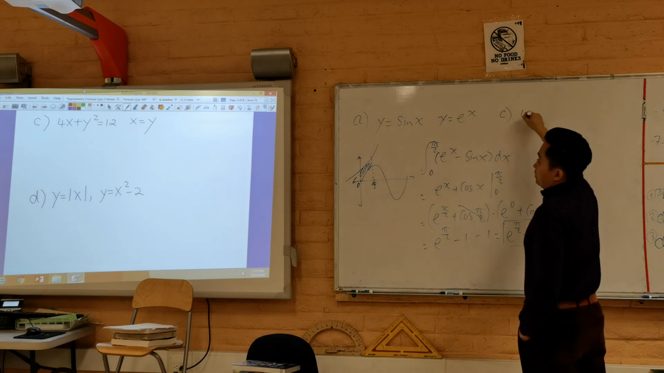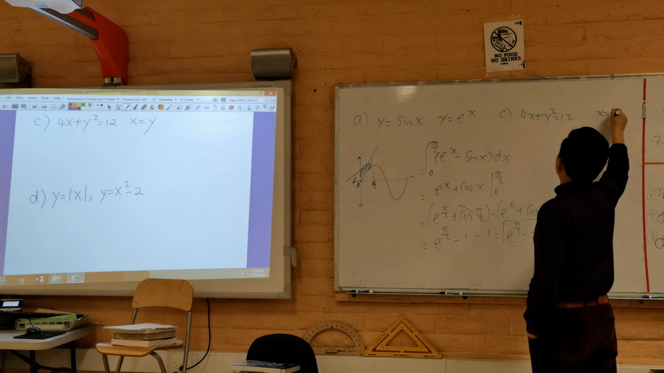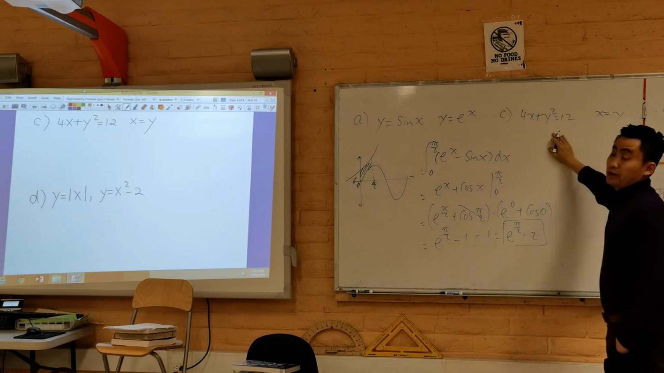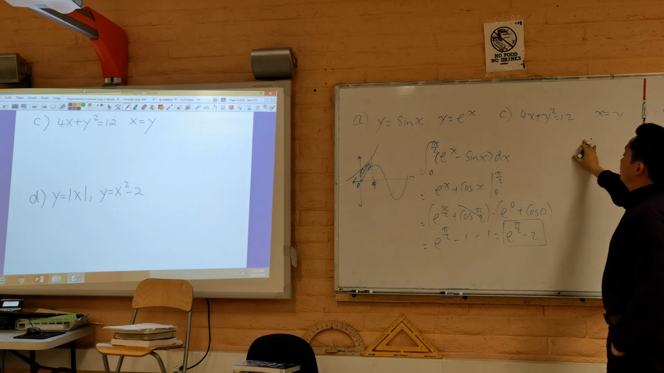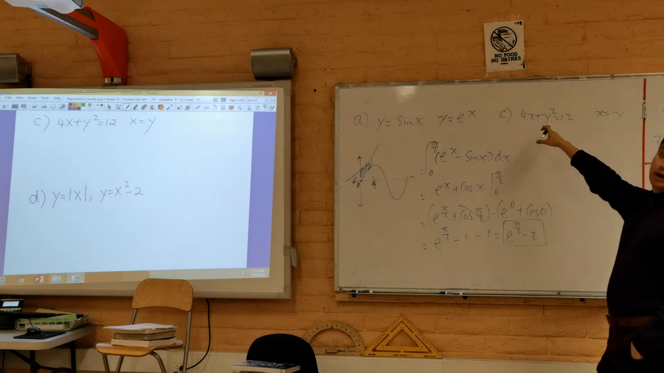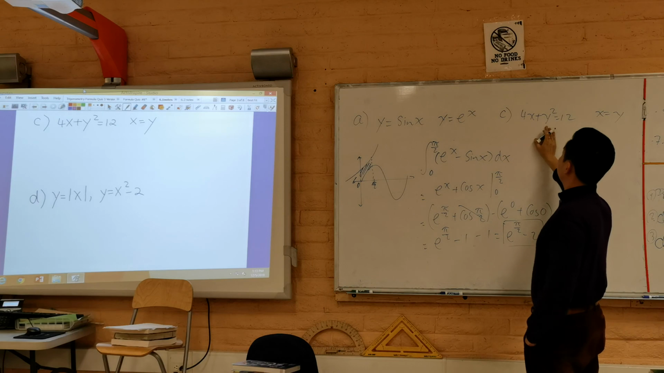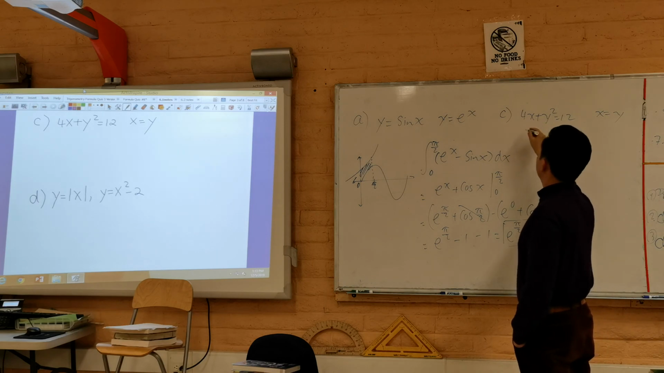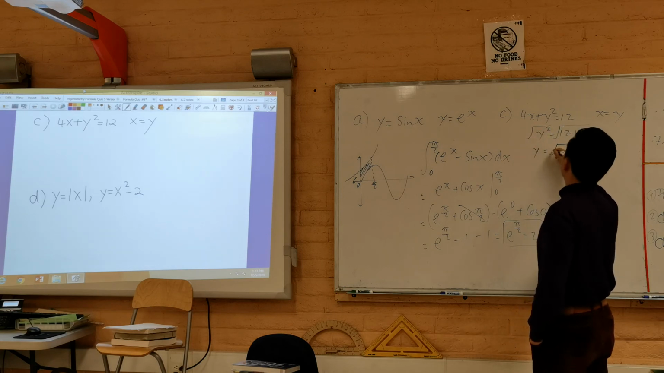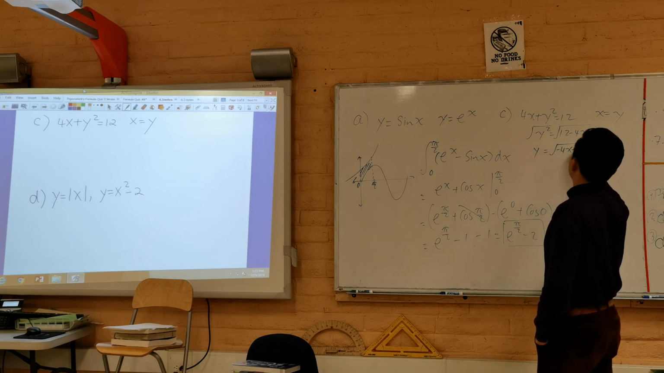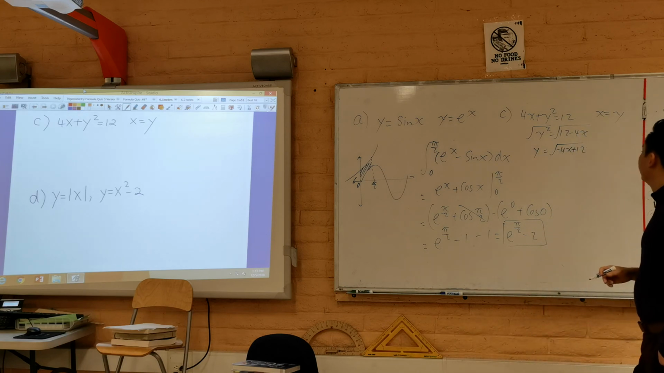So for C, we do have 4x plus y squared equals 12, and x equals y. So first thing that you want to do is sketch the graph for 4x plus y squared equals 12. Well, one thing that I can do here, I can isolate y by itself. So subtract 4x from both sides. So we do have y squared equals 12 minus 4x, and then take the square root. So we got y equals the square root of negative 4x plus 12.